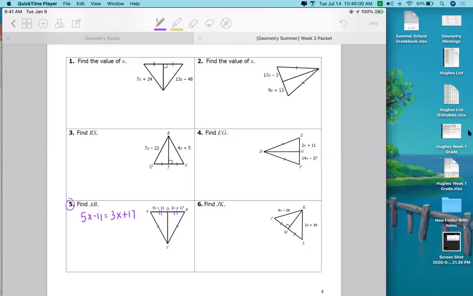So if I set them equal to each other, you guys tell me in the chat, what would be the answer to that one? So find out what your x is first. Okay, so now you got your x, good job. Substitute it back in to find AB.